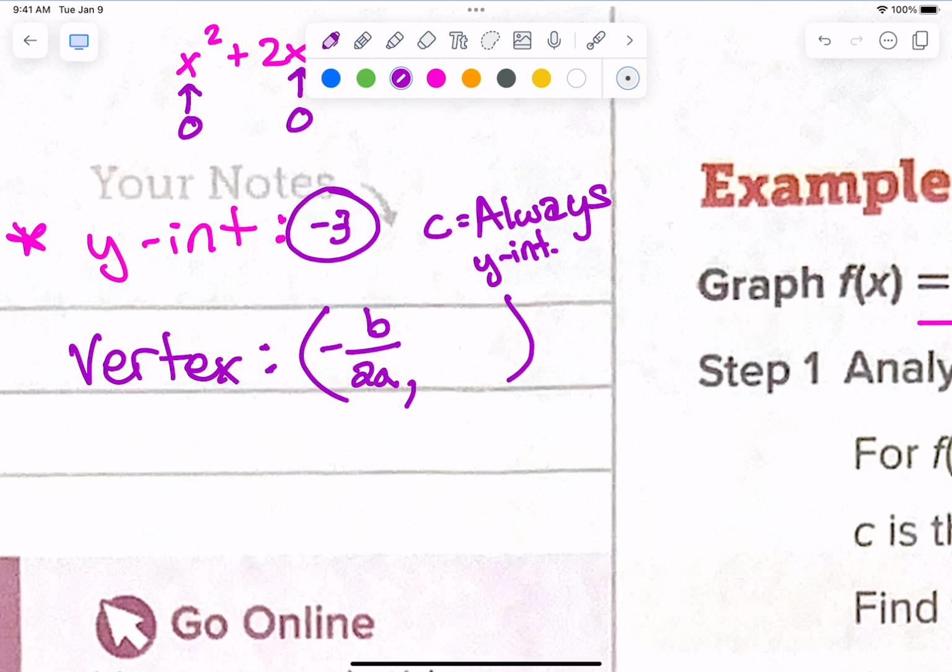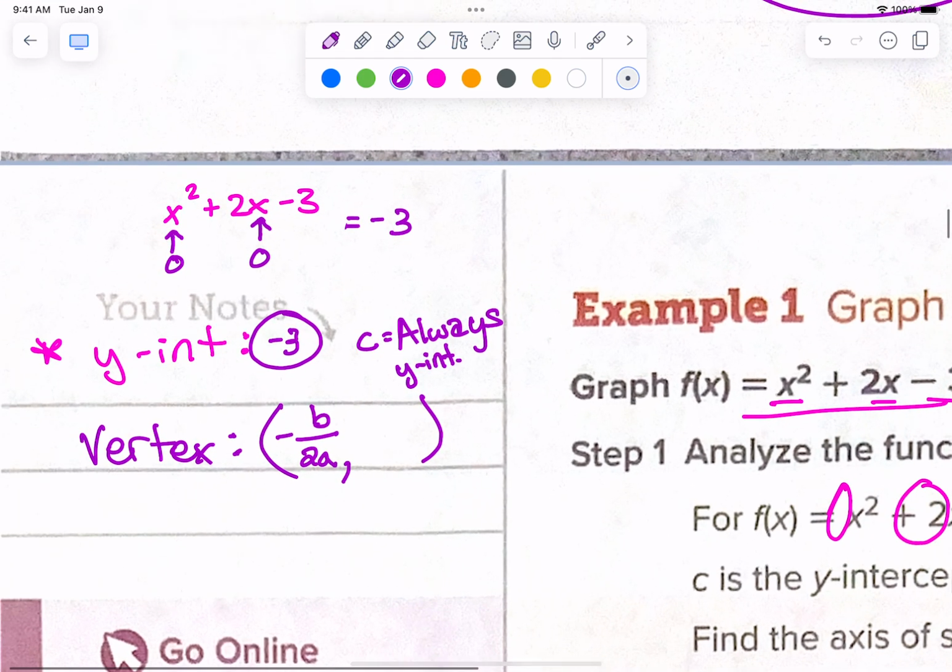Negative b over 2a. Everybody repeat that. Negative b over 2a. That's what you have to use to find the vertex, okay? All right, so I'm going to do that to this function. This is my function I'm trying to find the vertex for.